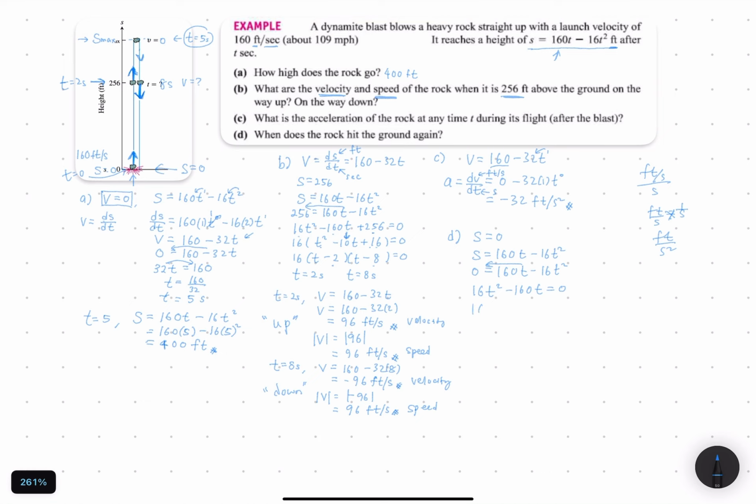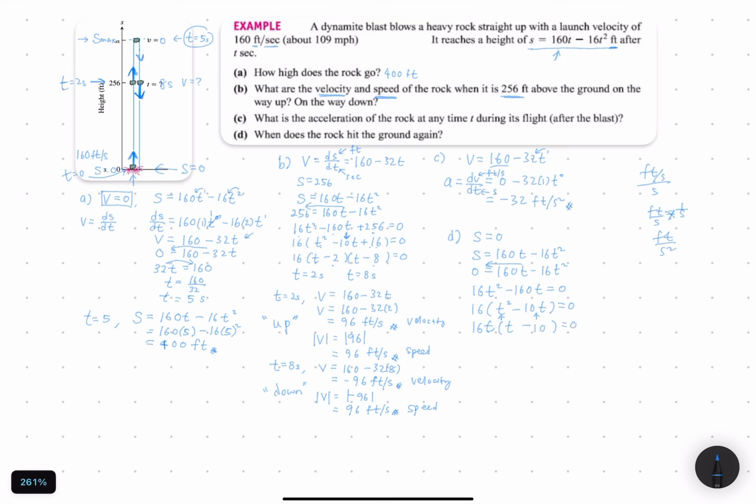So I factorize out the 16, which leaves t squared minus 10t. I factorize out the 16 first. And again, I factorize out the t. When I take out the t, we want to obtain the t squared, so t times t gives the t squared, then t times what will give 10t? Of course it's 10.